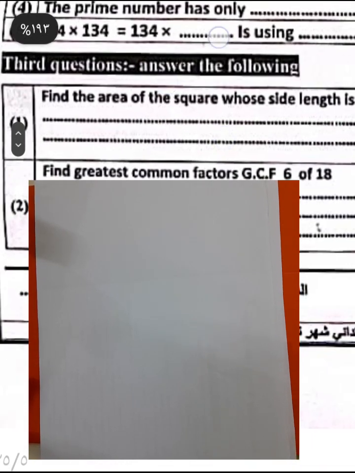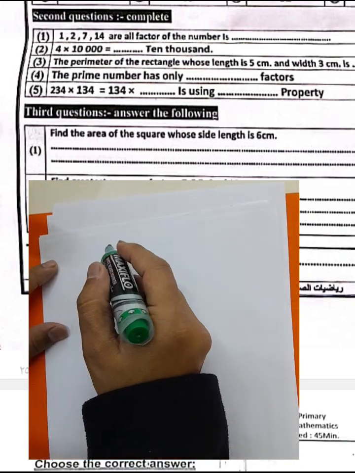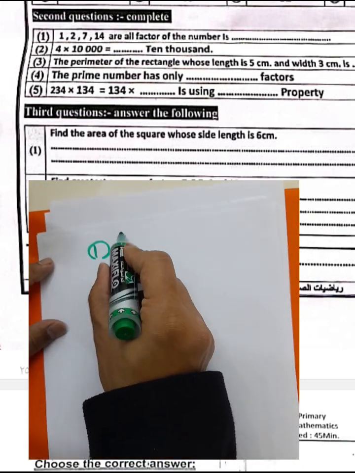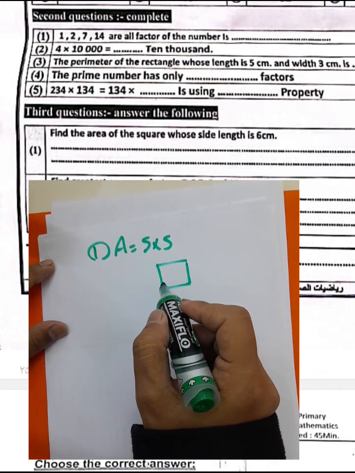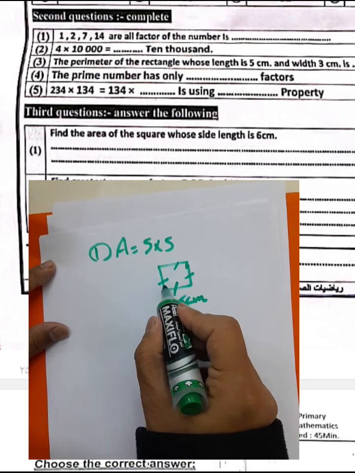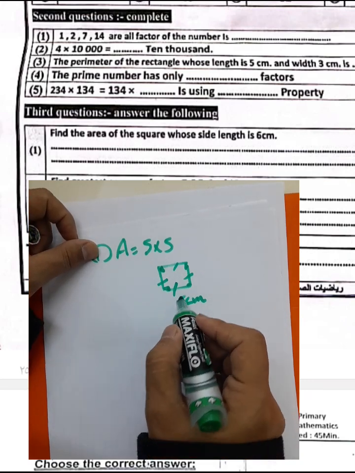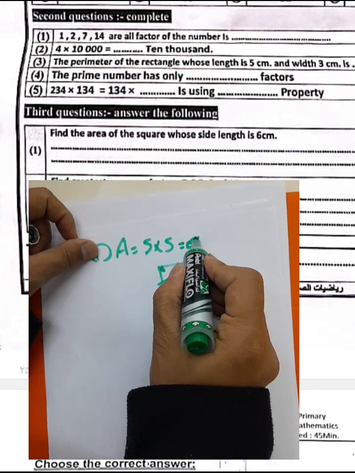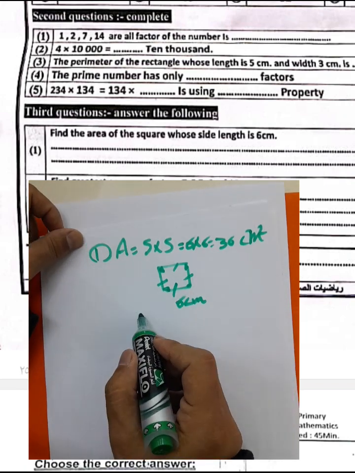Next question, third. Find the area of the square whose side length is 6 centimeters. We want to find here the area of the square. The area of a square equals side times side. We have the side length here equal to 6 centimeters. We know all sides are equal in length in a square, then the area will be 6 by itself. 6 times 6 will be 36 square centimeters.